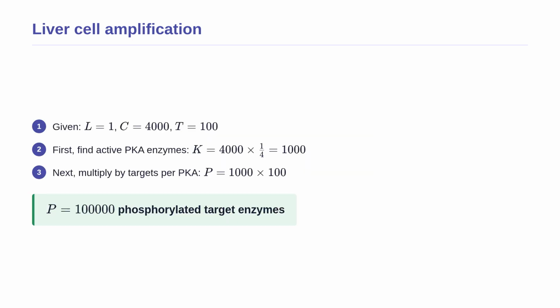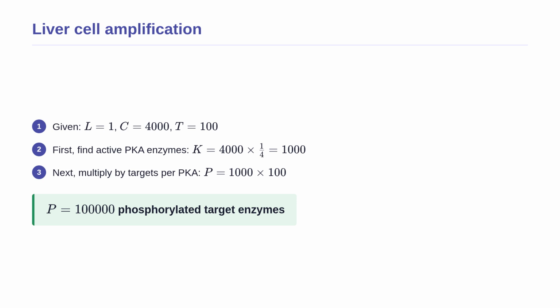Let us see this formula in action with a concrete example. Imagine a single molecule of adrenaline binds to a liver cell. This single event causes adenylyl cyclase to produce 4,000 molecules of cyclic AMP. We also know each active PKA can phosphorylate 100 target enzymes. We need to calculate the total number of phosphorylated targets.